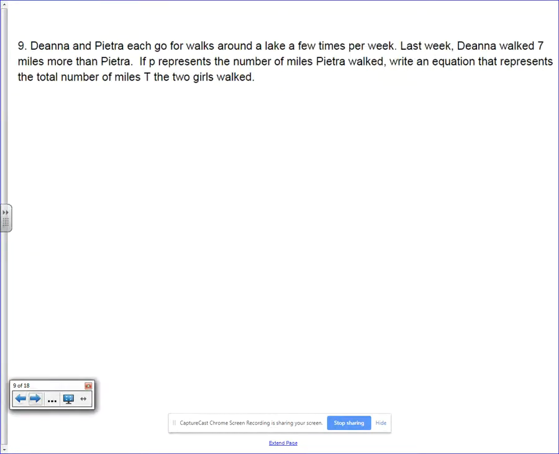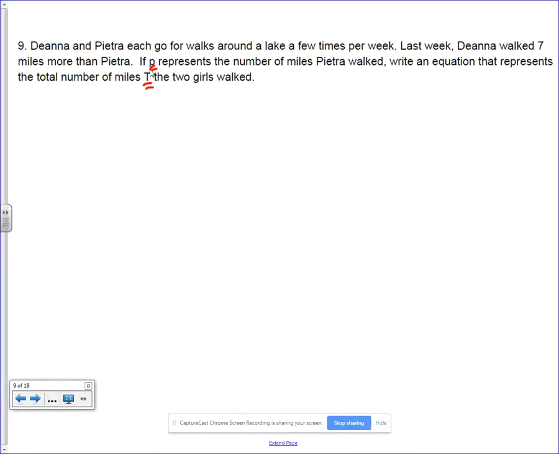All right, last question in this section here. Deanna and Petra each go for walks around the lake a few times per week. Last week, Deanna walked 7 miles more than Petra. If P represents the number of miles Petra walked, write an equation that represents the total number of miles T the two girls walked.